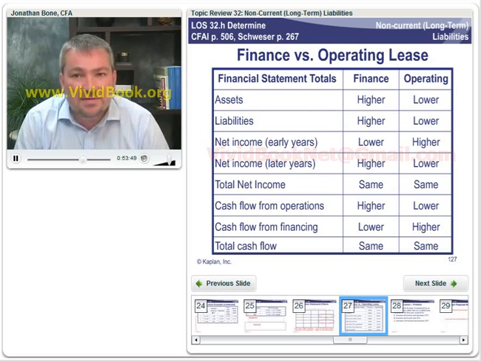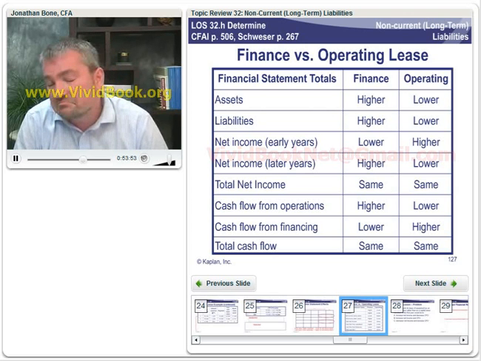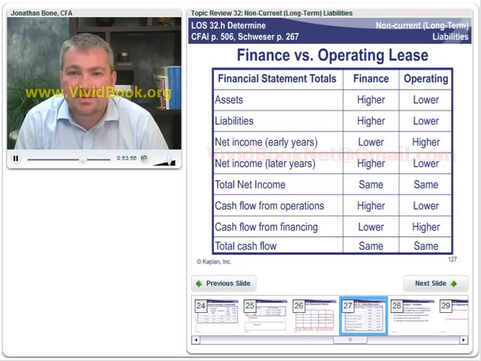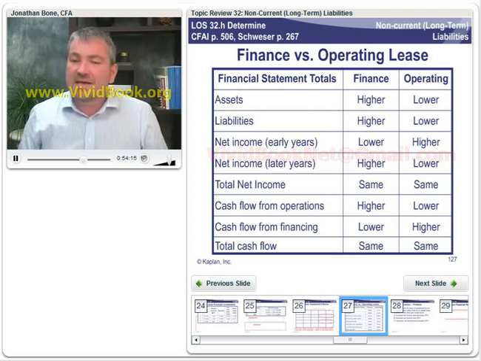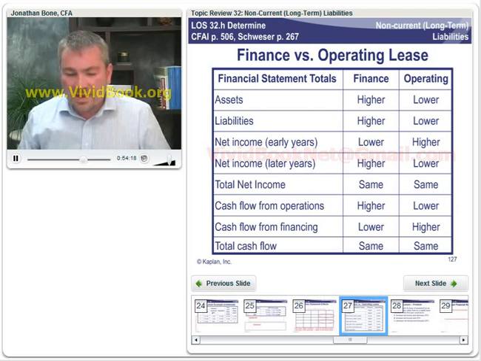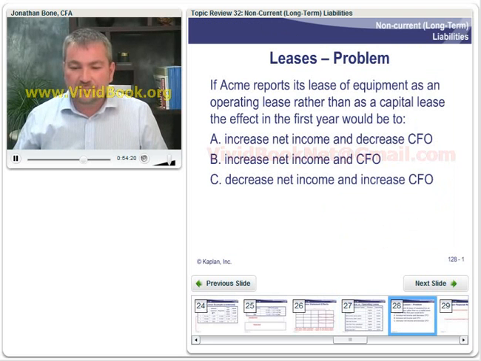Now, cash flow from operations, though, is better under a finance lease. Why? Well, because, of course, only interest goes through CFO. Under an operating lease, remember, the full payment goes through CFO. However, cash flow from financing, of course, is going to be lower under a finance lease because the principal payments go through CFF. Whereas under an operating lease, of course, nothing affects CFF. Overall, the total cash flows are the same, the $10,000 that we paid at the end of each period.